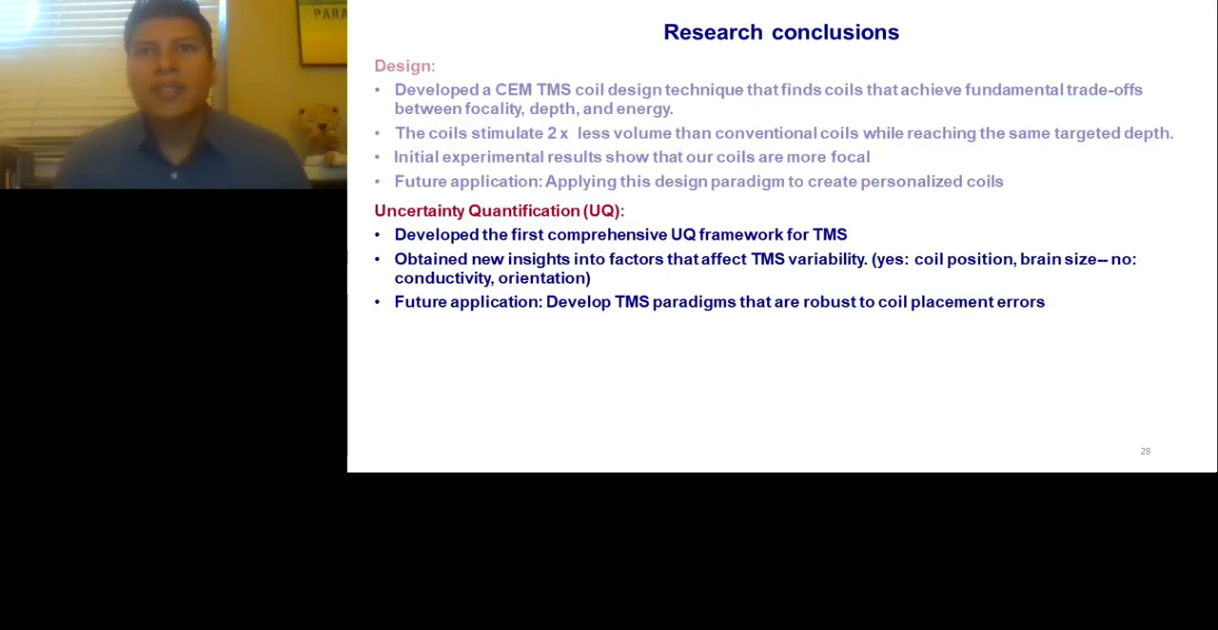This slide summarizes my research accomplishments, and I'll read some of them to you. I developed the first comprehensive UQ framework for TMS and obtained new insights into factors that affect TMS variability: coil position, yes; brain size, no; conductivity, no; and orientation, no. The idea here is to extend these frameworks to develop TMS paradigms that are robust to coil placement errors.